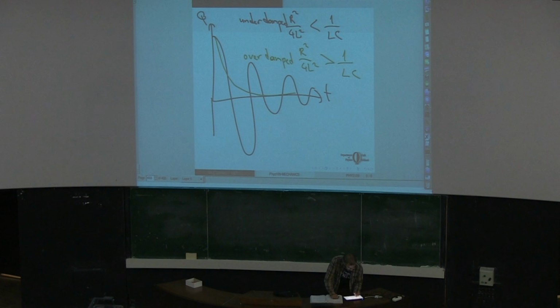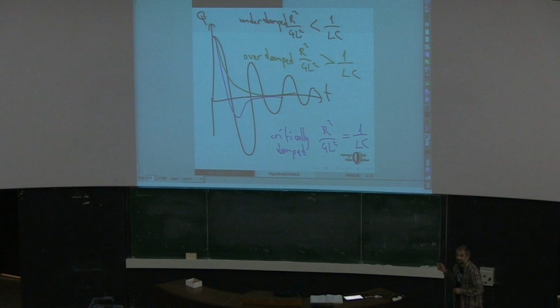And then we also have what we call the critically damped case. This is when R squared over 4L squared is equal to 1 over LC. In this case, it almost makes an oscillation, but fails to do it. So this is what we have in that case.